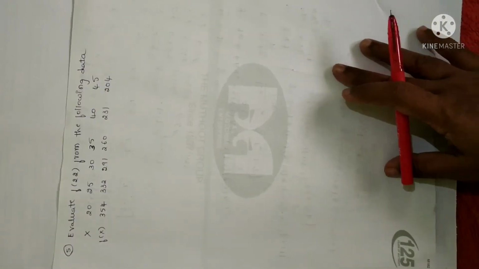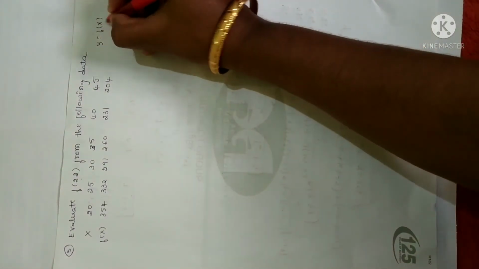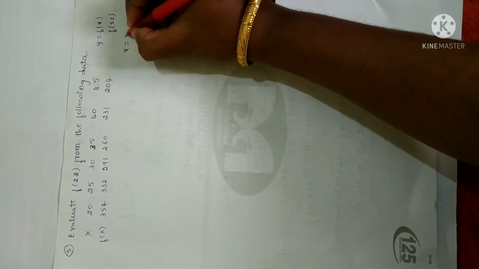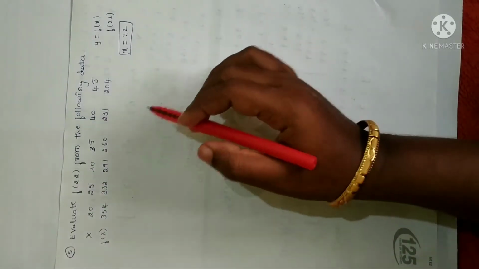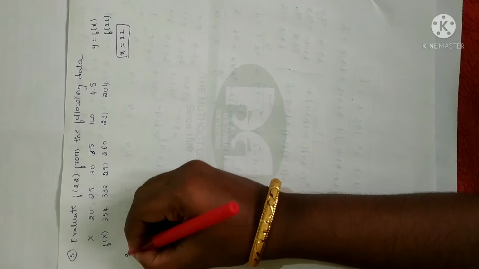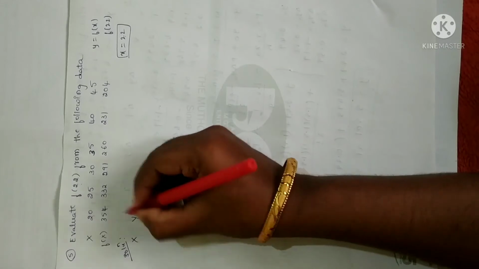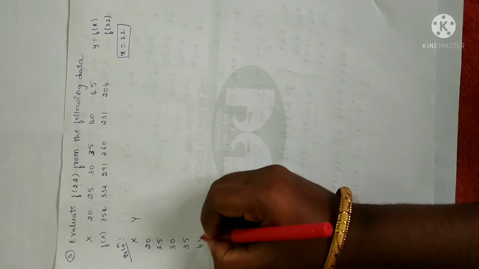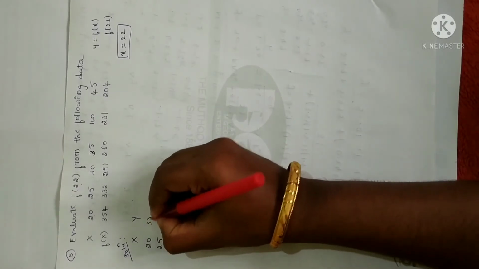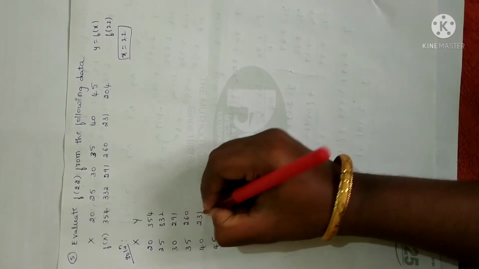Here is the problem. As usual we have to evaluate f of 22 value from the following data. So from the problem itself it is clear that y is equal to f of x format. So f of 22 is given. So x value is 22. Fine. Now 22 is near to 20 only, that is the first value. So we have to use forward difference formula. For that we have to construct Newton forward difference table. So for that let me make a list of x and y values. X is 20, 25, 30, 35, 40, 45. Y values are 354, 332, 291, 260, 231, 204.